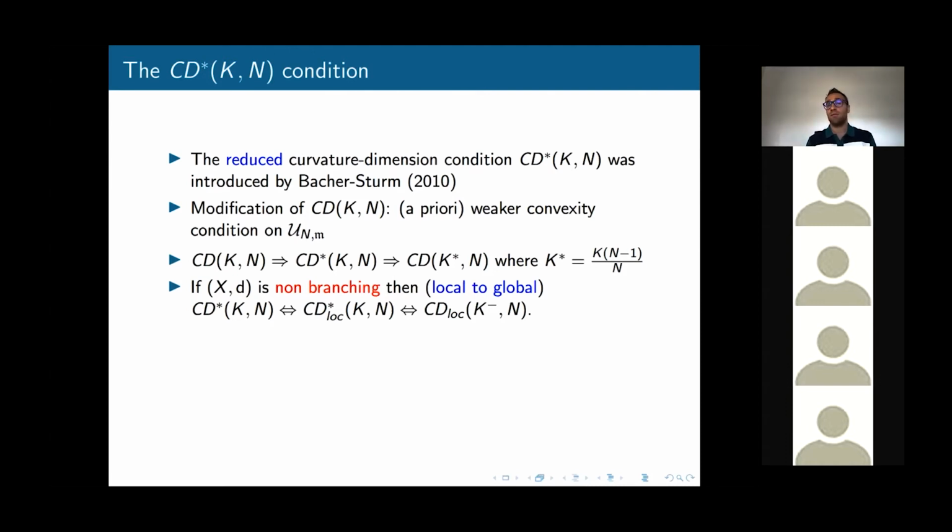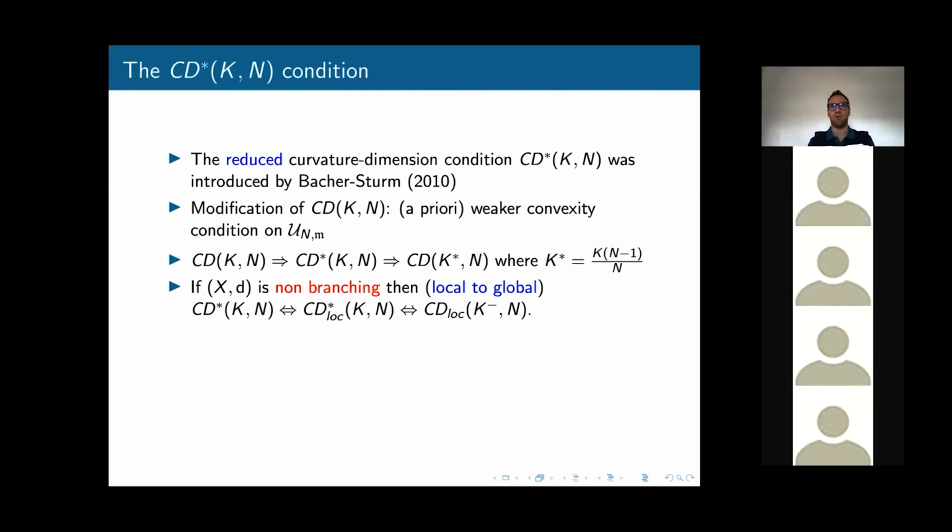But for the CD(K,N) condition, it is simply not true. If you ask no assumption on your space, there are counterexamples. There's a paper by Rajala in Annali della Scuola Normale that gives an example of a space which satisfies CD(K,N) locally, but globally it does not satisfy CD(K,N). So the CD(K,N) condition does not globalize without any further assumption.